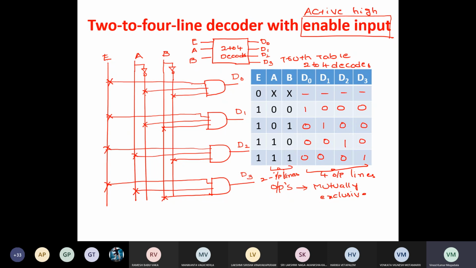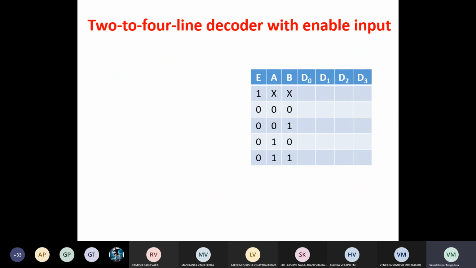Next, we'll see the 2 to 4 decoder with active low enable input. This is the truth table for active low. If E is equal to 1, that is, if the enable input is 1, then irrespective of the A and B values, we will not get the output. Only if the enable input is 0.